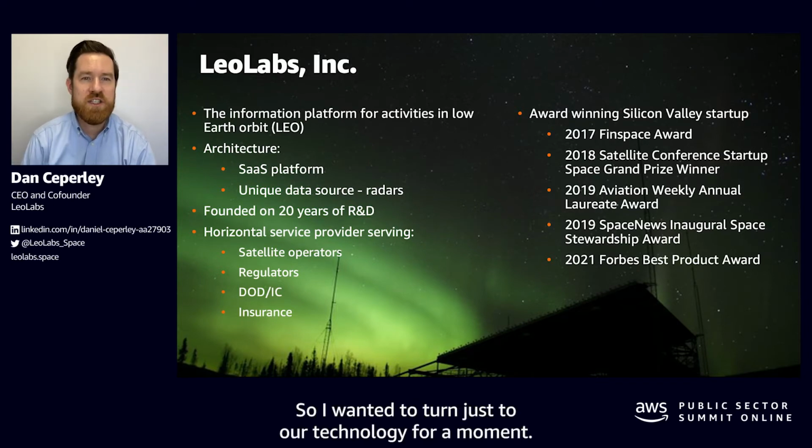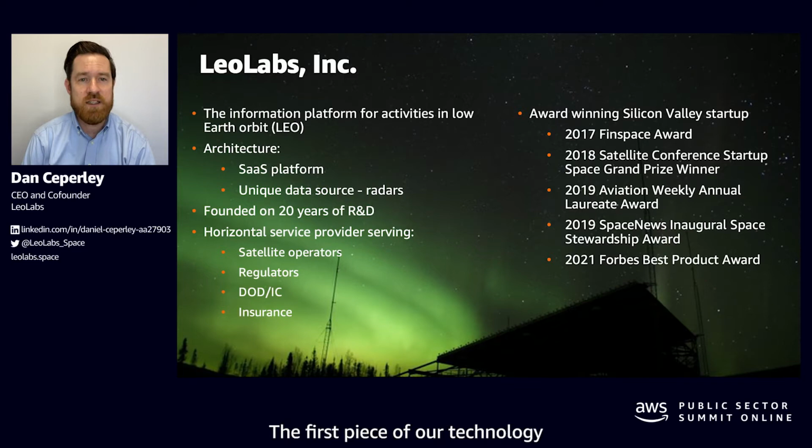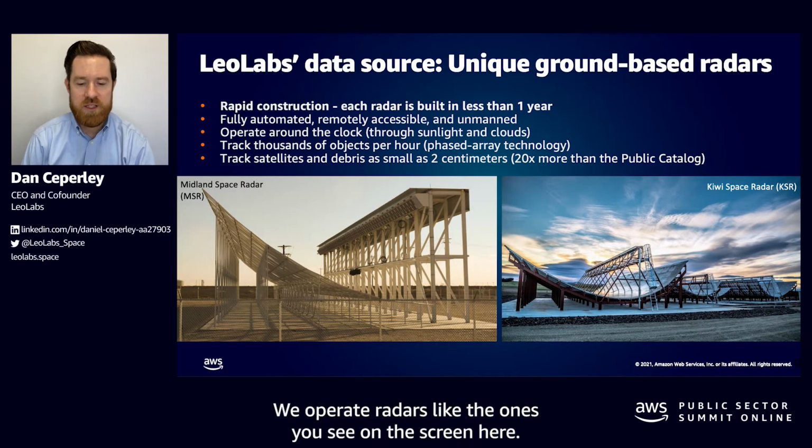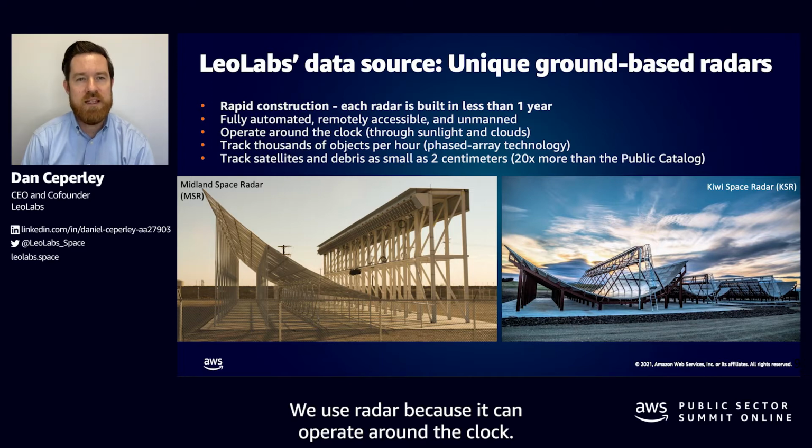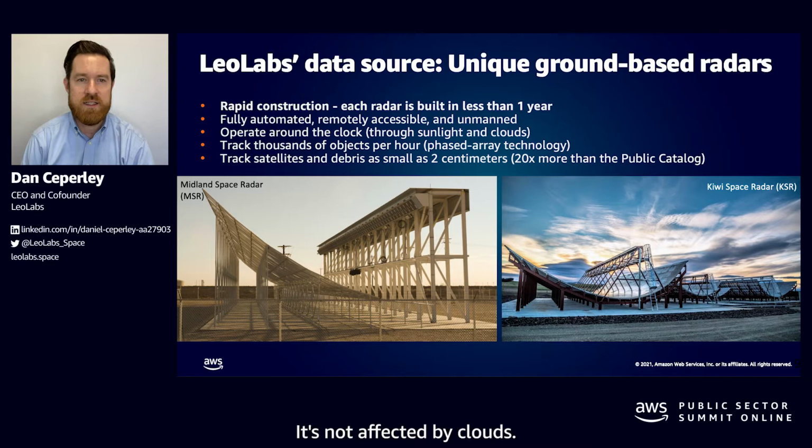So I wanted to turn just to our technology for a moment. The first piece of our technology is our global radar network. We operate radars like the ones you see on the screen here, and we operate them around the clock to track satellites and space debris. We use radar because it can operate around the clock. It's not affected by weather, it's not affected by clouds, it's not affected by sunlight.